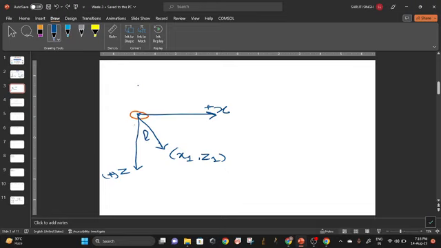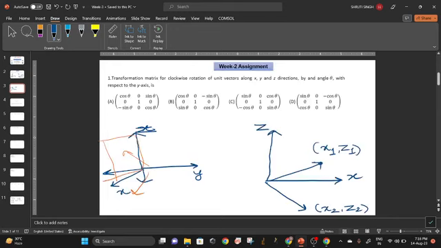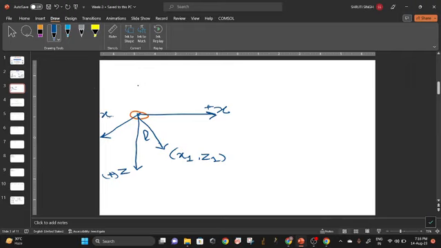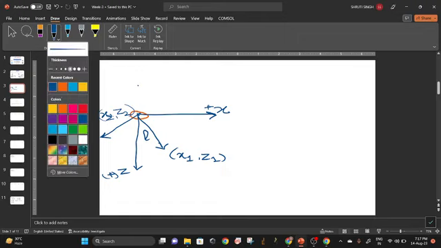Then it will go here. Let me see once. Okay, clockwise rotation, fine. This is x2, this is z2. Now, as it was done in the course, we will try to do it that way and see if we land up with the same answer.